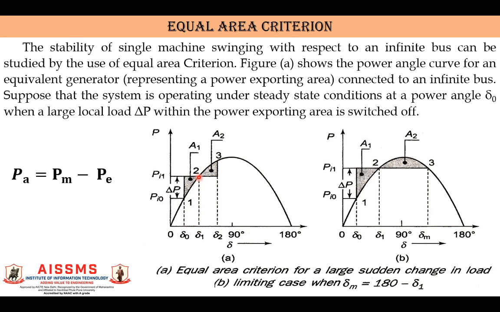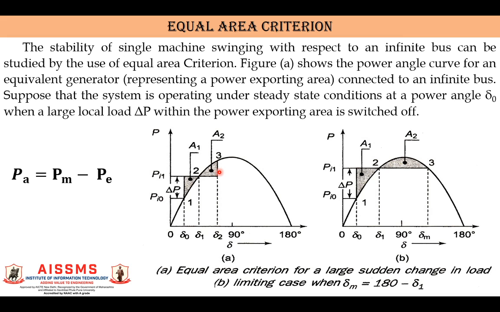So we have two areas. One area is called A1, also called the accelerating area, and another is the area A2, the decelerating area. When the accelerating area becomes equal to the decelerating area, that is, when area A1 equals area A2, then we will say that the system will be stable. But if area A1 is not equal to area A2, then we will say that the system is unstable.